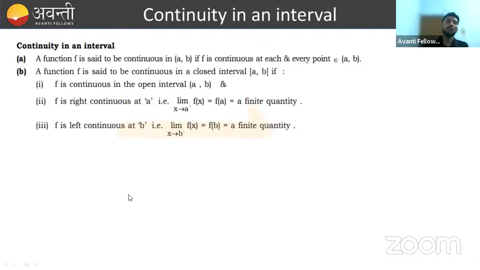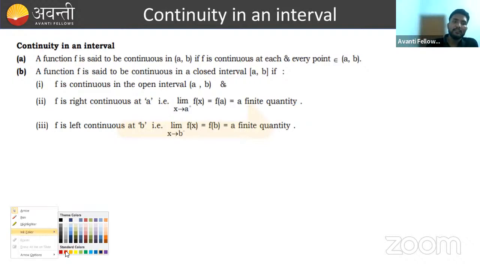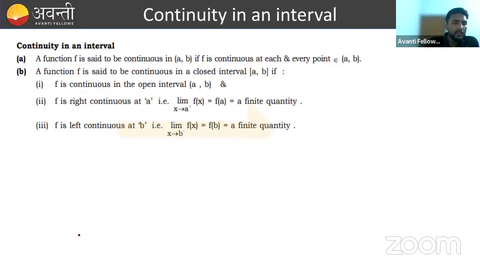Okay, now we will see continuity in an interval. What is the meaning of continuity in an interval? So the basic meaning is that any function is said to be continuous in an open interval (a, b) if the function is continuous at each and every point belonging to a to b. यानी a to b के बीच में there are lots of infinite number of points. And if a function, we are saying that the function is continuous in the interval, like this.